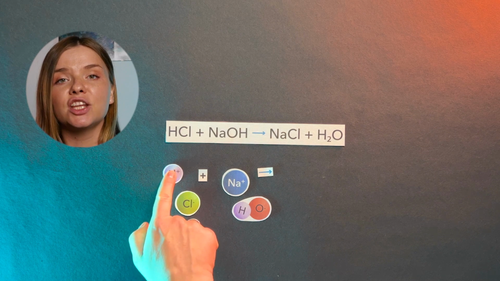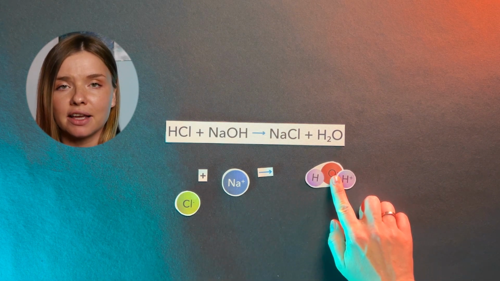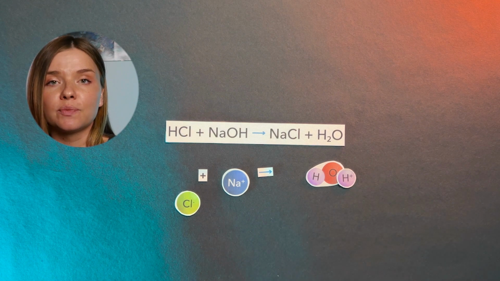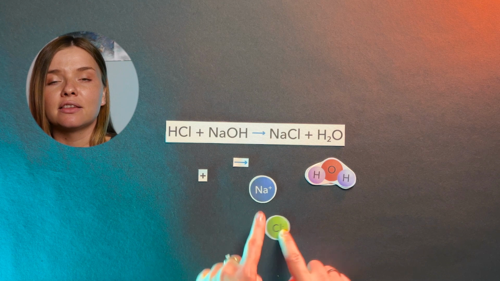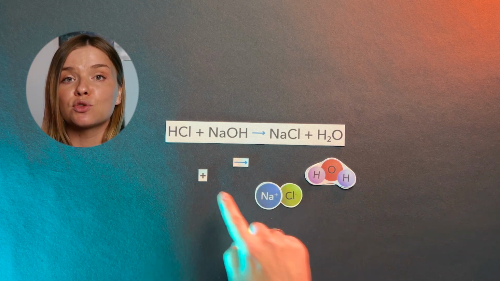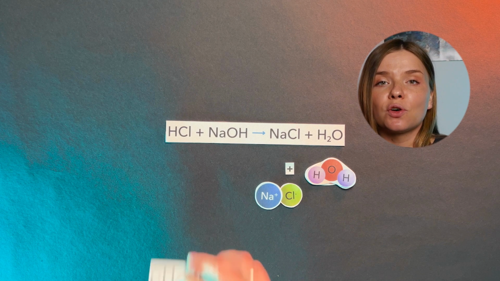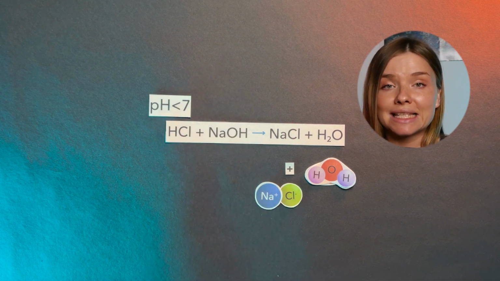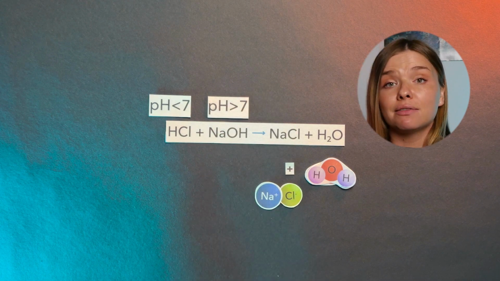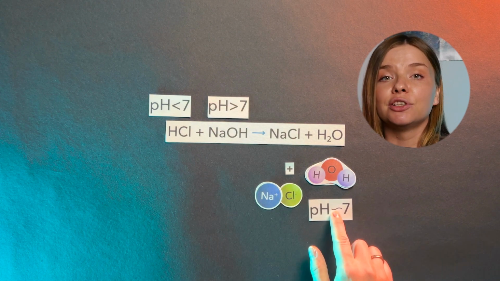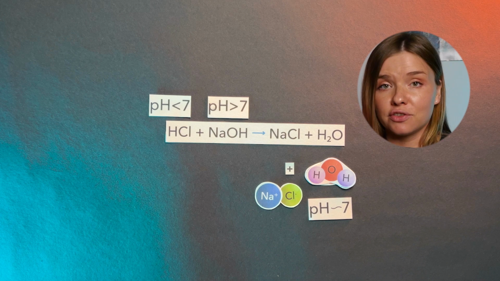When mixed, H+ ions combine with OH- ions to form water, and sodium plus ions combine with chloride anions to form sodium chloride, which is table salt. Before reaction, we have a strong acid with a pH less than 7 and strong base with pH more than 7. However, the products of this reaction have a neutral solution. That's why this reaction is called neutralization reaction.